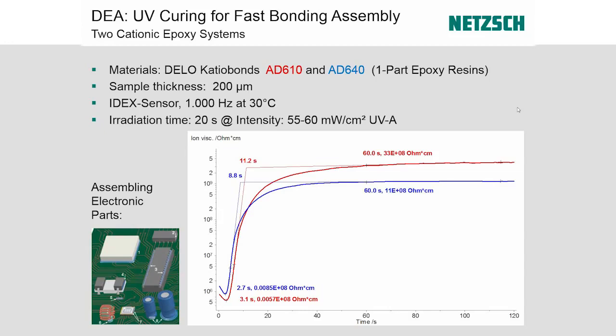Now, what do we take from this? So the reactivities are quite similar. The reaction times occur at similar periods of time after irradiation, but our level of cross-linking is different. We have about a threefold difference between our 610 and 640.